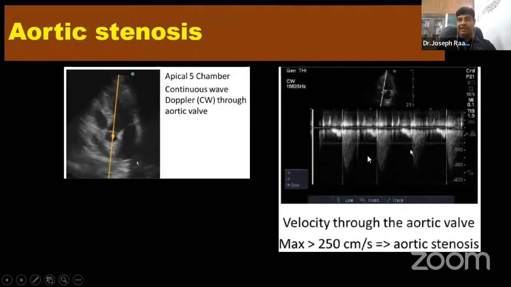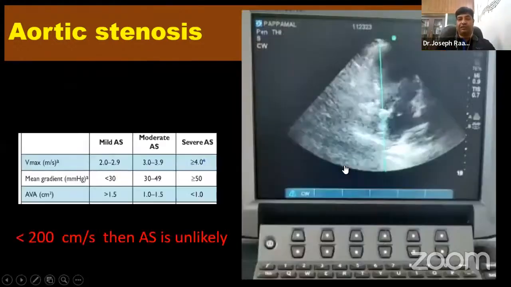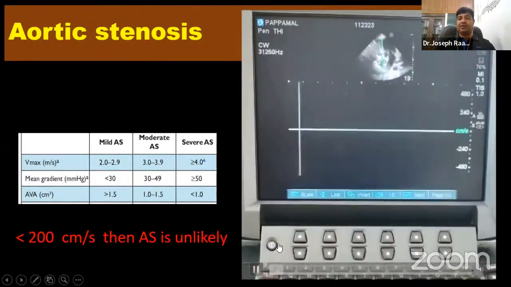We have read in the textbooks that, based on the velocity, we are going to grade the aortic stenosis severity. It starts from more than 250; this is how we have to analyze, or measure. If the velocity is more than 4, that is 400 centimeters per second, then it is very severe, and in between is a moderate AS. Just let me show you an example.